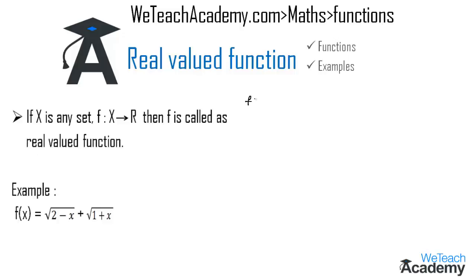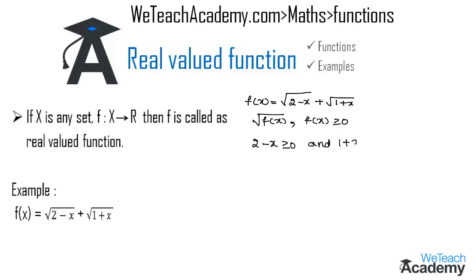Here we have f of x is equal to root of 2 minus x plus root of 1 plus x. We know the root of f of x would be defined only when f of x is greater than or equal to 0. So let us consider 2 minus x greater than or equal to 0 and 1 plus x greater than or equal to 0.